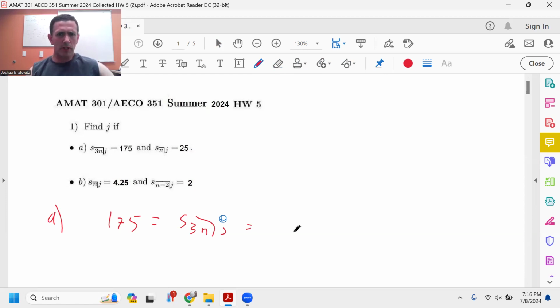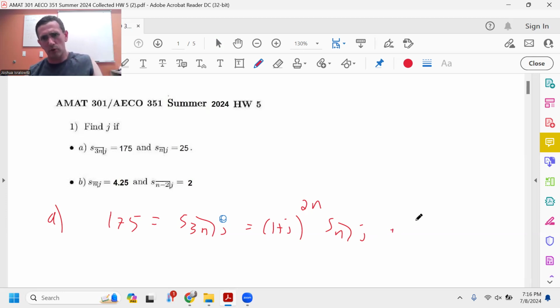What the formula is, 1 plus j to 2n Sn. Really, if it's 3n, you would just break it up into 3 blocks of n. And then each block, the first block accrues 2n periods of interest, hence the 1 plus j to the 2n. The second block accrues n periods of interest, hence the 1 plus j to the n. So I'm basically doing what I did in the video and deriving this.